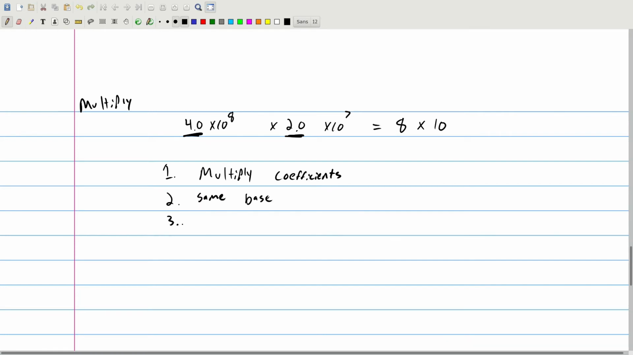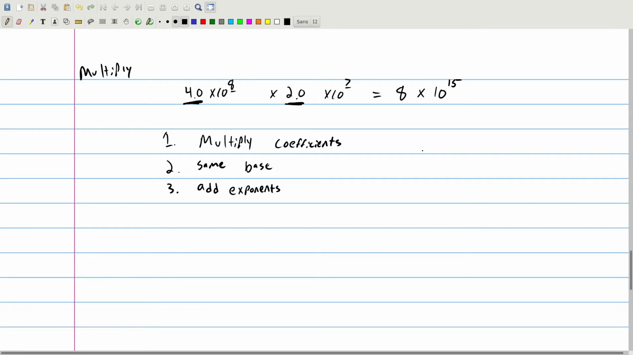And then the third thing we're going to do when we multiply is we are going to add the exponents. So, what is 8 plus 7? Well, that's 15. So this is 8 times 10 to the 15. And if you worked it out longhand by writing 4, 0, 0, 0, 0, 0, 0, 0 times 2, 0, 0, 0, 0, you should get that exact number. Okay, if a negative number is out front, take the negative. If you have a negative here, you would make sure you take that into account when you're doing that, right?